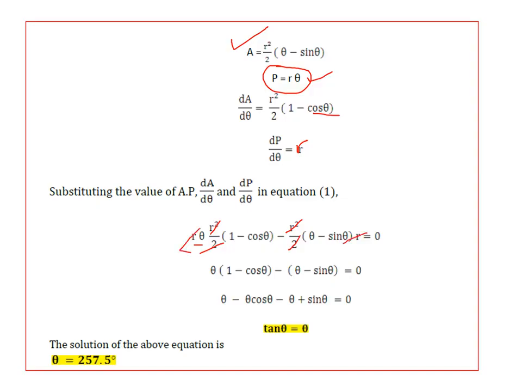So you will get θ minus θ cos θ like this, then minus θ here. So minus of minus is plus sin θ. Therefore θ and θ cancel out. So you are left with tan θ should be equal to θ. Now solving by trial and error, we'll get θ is equal to 257.5. So you should understand that for maximum velocity condition θ should be equal to 257.5 degrees.